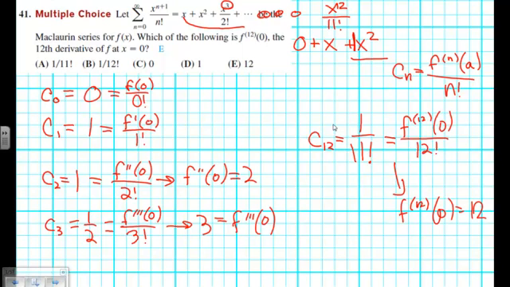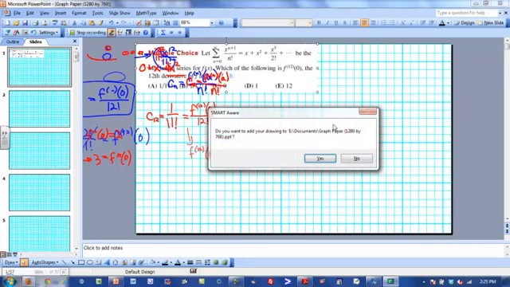Does that make more sense now? Yes. Much more. Okay, great. So that's number 41. Killed it.